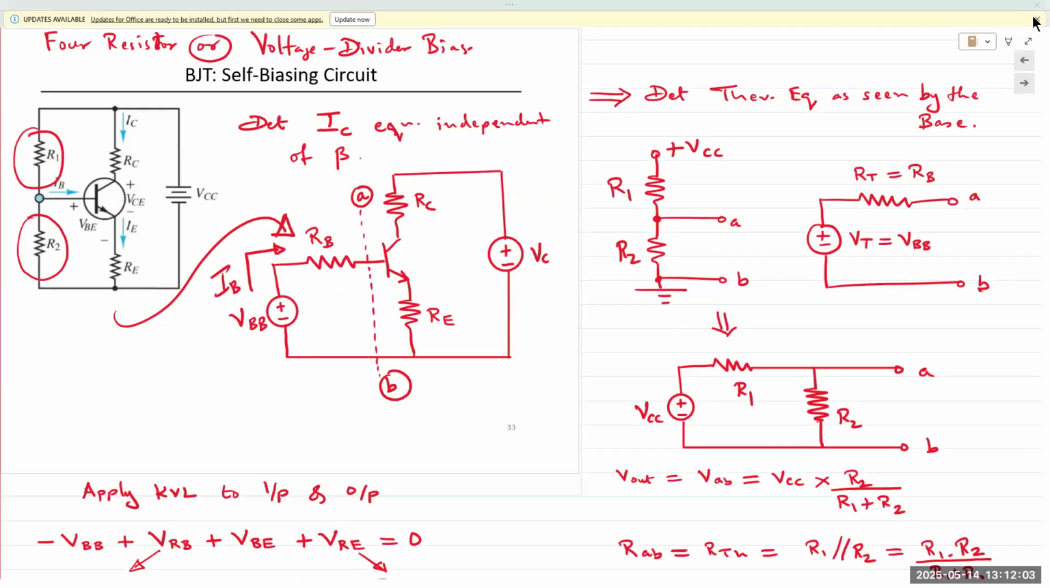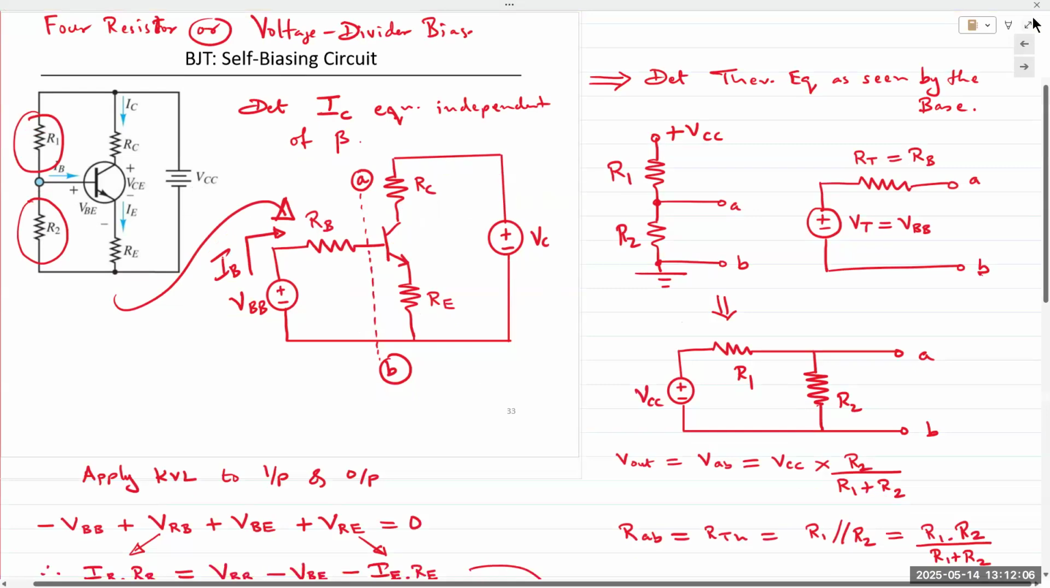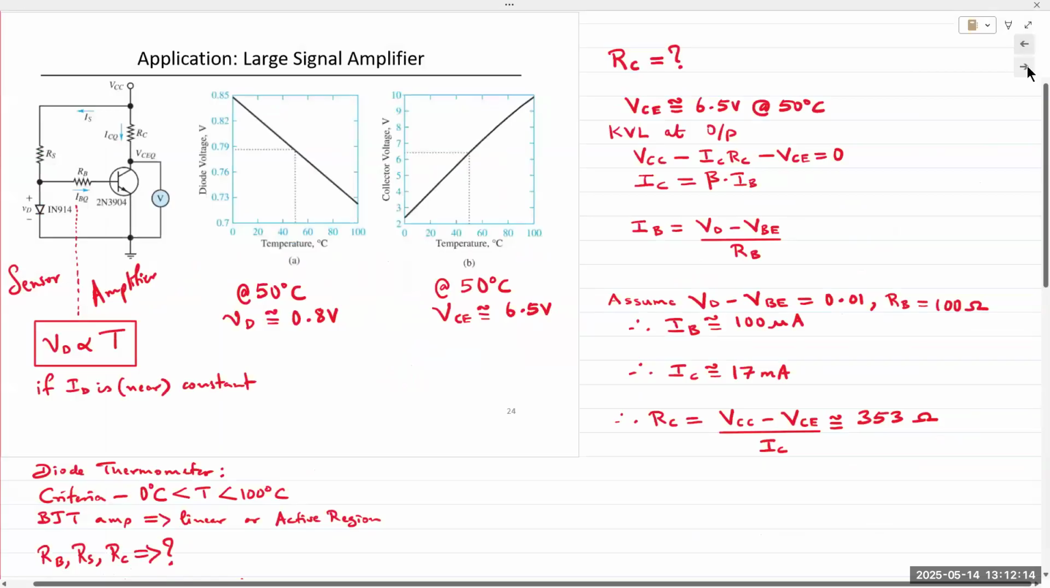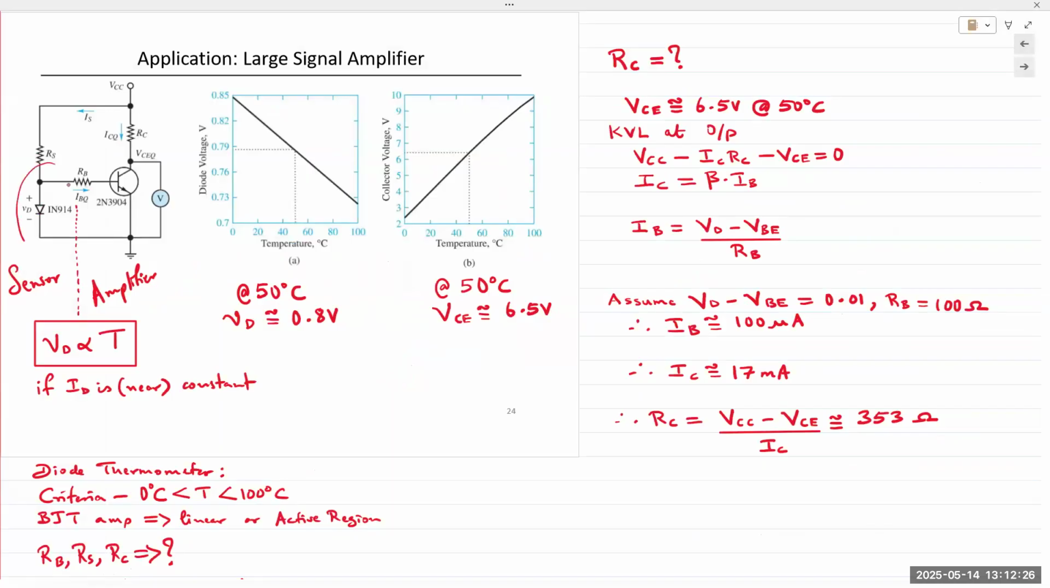where we looked at voltage divider bias circuit for a BJT. All right. Next up is the first application where we take a BJT amplifier and use it to amplify the signal that comes from a diode. In this particular circuit, we are using the diode as a sensor for temperature. Okay, so we're using it as a diode temperature sensor.